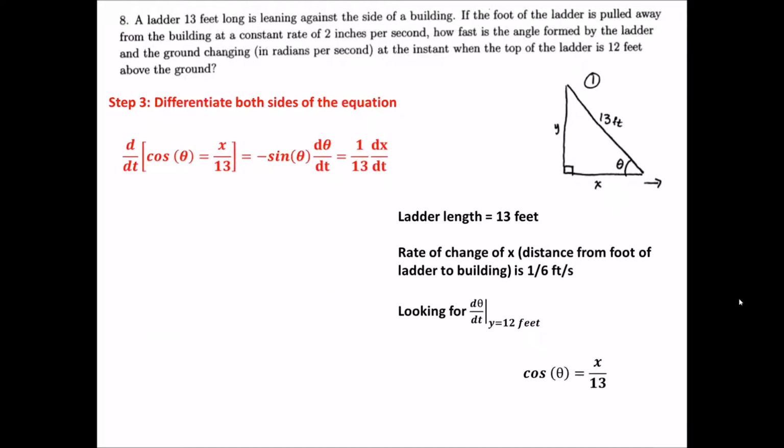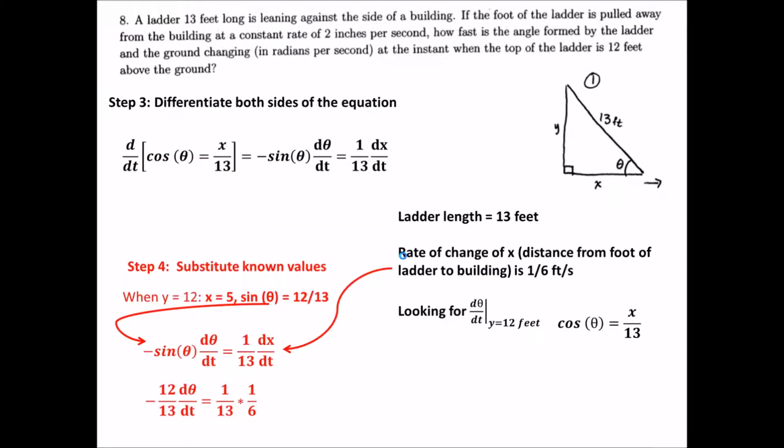Step 3 is to differentiate both sides of the equation. The derivative of cosine is negative sine, and so we have to use chain rule for both d theta over dt and dx over dt to get this equation. Step 4 is to substitute known values. When y is equal to 12, we can use the Pythagorean theorem to get x is equal to 5, and we can use the definition of sine to get sine theta is equal to 12 over 13. When we plug this into the equation, we get negative 12 over 13 times d theta over dt is equal to 1/13 times 1 over 6.